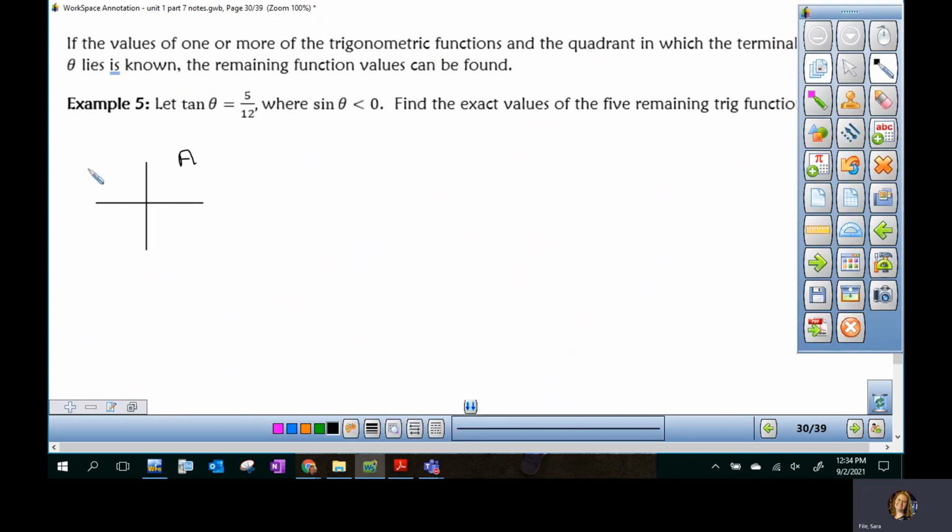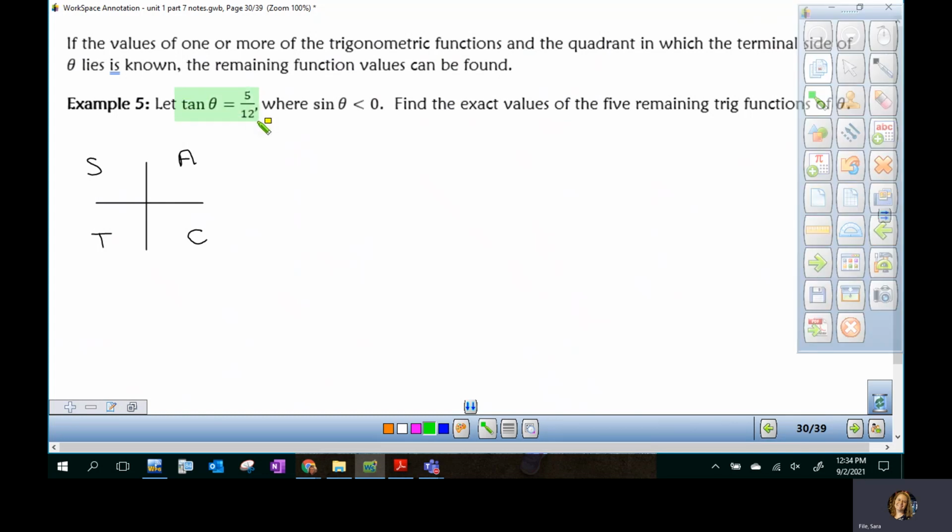But instead of knowing the coordinates, we know the positive or negative values of two trig functions. Remember, All Students Take Calculus. By giving me the tangent value of 5/12, they're telling me tangent's positive, because that's a positive number. Tangent is positive in quadrants 1 and 3. Those are the two locations where tangent could be positive. So I know it's got to be in 1 or 3.